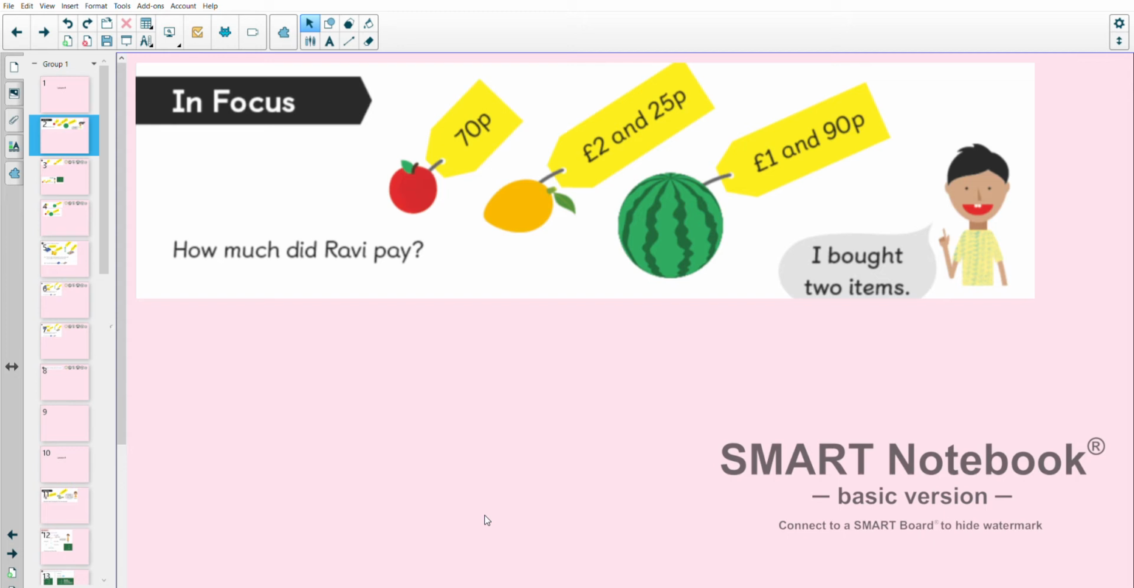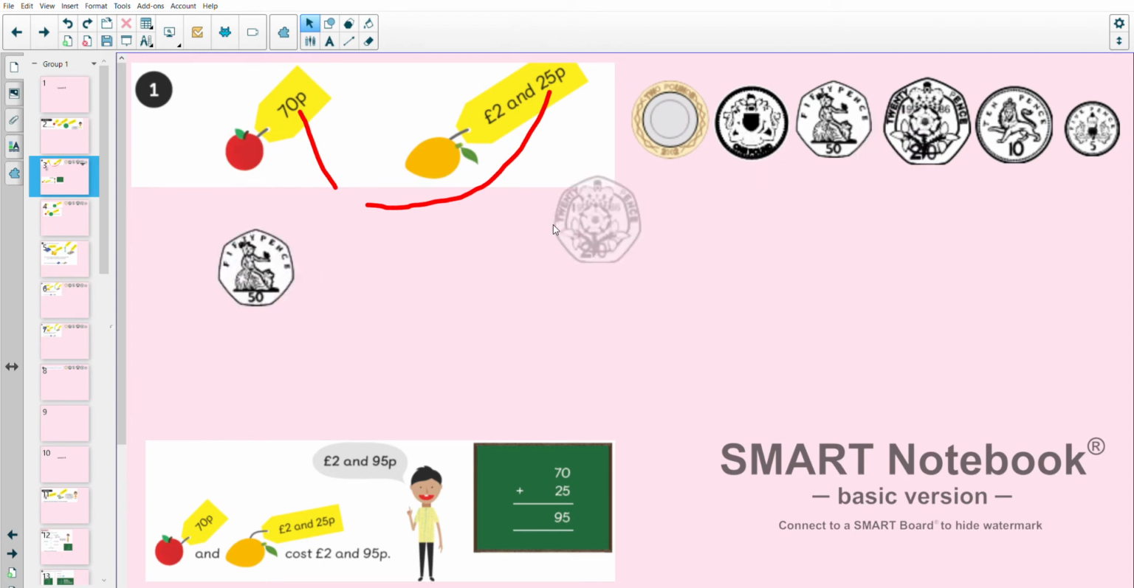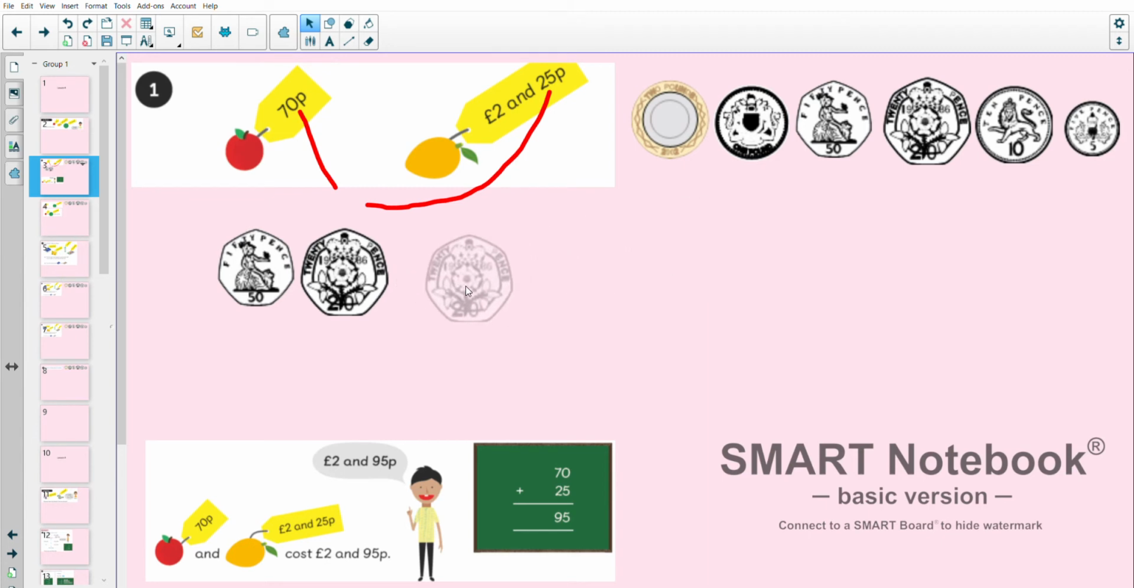Ravi bought 2 items, so you could choose between these two, or these two. How could you do that? Well, the first way we're going to look at is with money. I'm going to look at the pence, so I'm going to look at 70 pence and 25 pence, and I'm going to get those out of money. Now, if you've got money at your house, you might want to do that. So I've got 70 pence and I've got 25 pence.